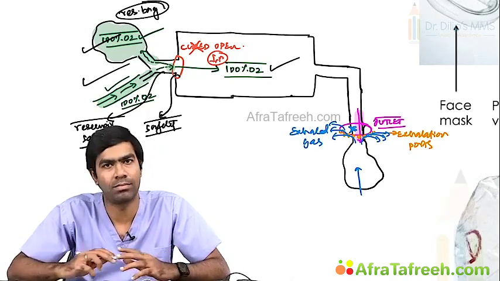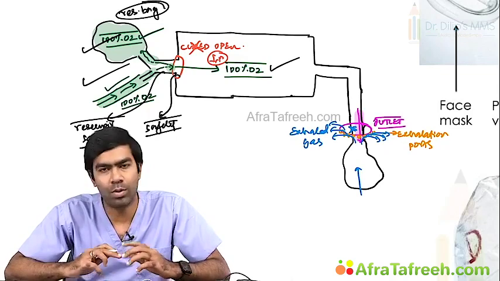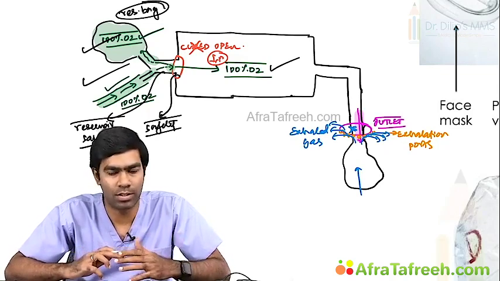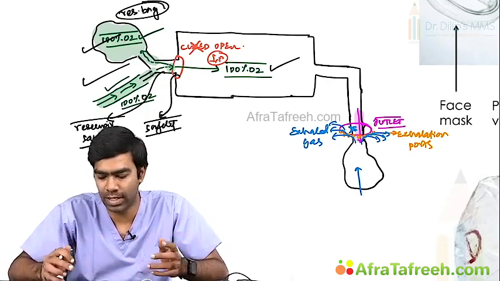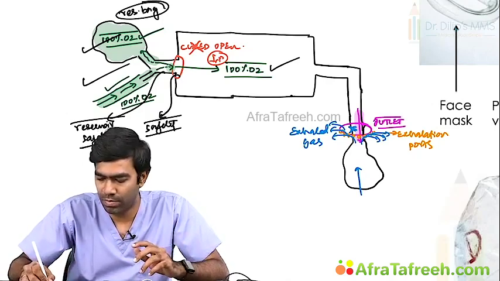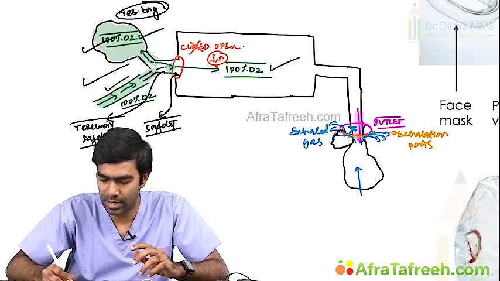Clear? Simple. That's all. You can put a lot of other optional things also in this. So there are two optional things that you can keep here. One is called a PEEP valve. I can set a PEEP valve here in the exhalation port.